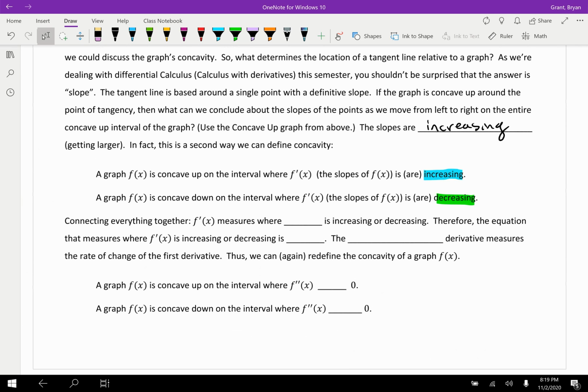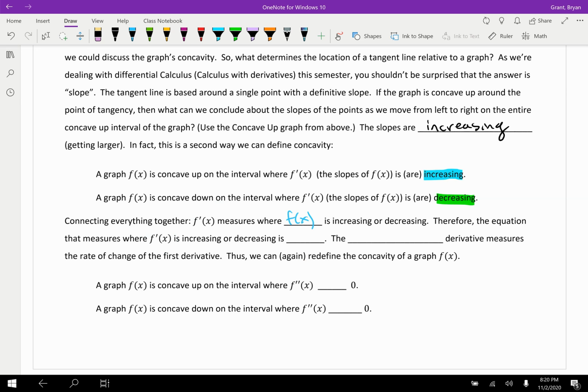Now, again, it would be somewhat obnoxious if we said, okay, we just want to find all the places where the slopes are increasing. And you take a derivative, and then you find like 50 different derivatives, and you're like, oh, the slopes are getting smaller here. Great. So then our graph is concave down because the slopes are decreasing. Well, let's use what we know about derivatives. F prime of x measures where a specific graph is increasing or decreasing. In fact, we say it measures where f of x is increasing or decreasing. That's what we've done the last couple days when we made a sign chart. We get a positive in the sign chart. That means our f of x graph goes up, which we say is increasing. So if f prime measures where f of x is increasing or decreasing, then what equation is going to measure where f prime is increasing or decreasing?